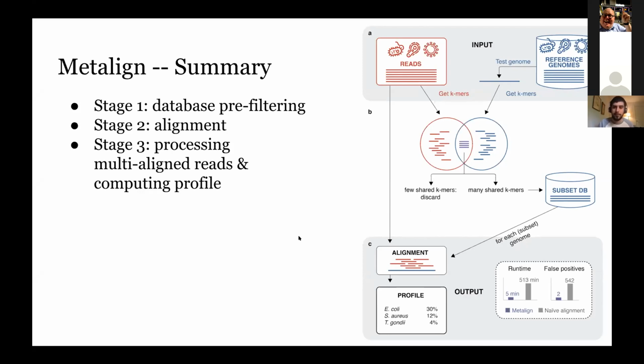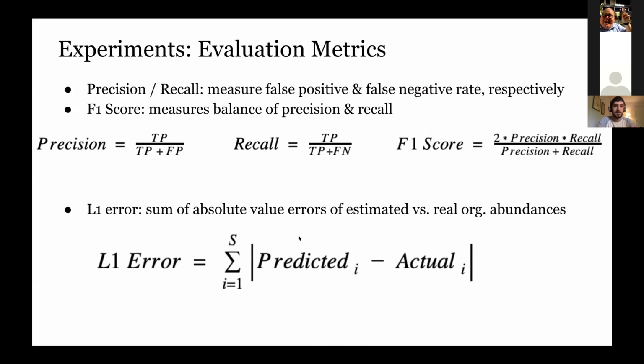Okay, so now that you have a sense of the method, I'm going to go through the results. So just quickly, evaluation metrics, probably most people are familiar with these, but just to recap. So precision and recall measure false positive and false negative rate respectively. So precision is true positives over true positives plus false positives, and recall is the same except false negatives. So your precision and recall are high if you have few false positives and false negatives respectively.